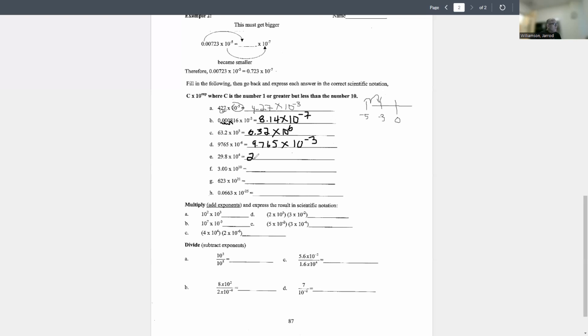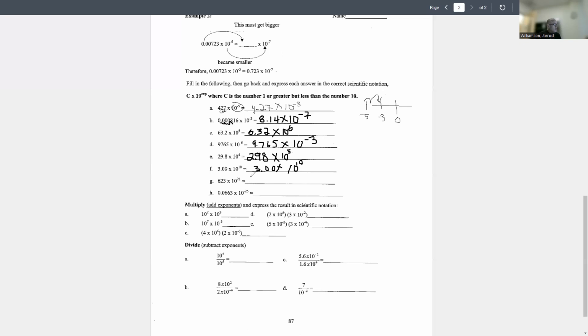2.98. Need to make it 2.98. That's supposed to be a 9. That's 1 power of 10 smaller. So I need to make this 1 power of 10 bigger. 10 to the 5. This you just leave alone. It is in scientific notation. Times 10 to the 10. Don't do anything to it.